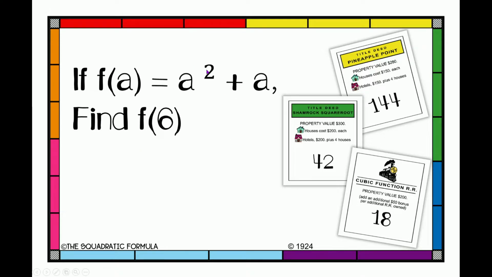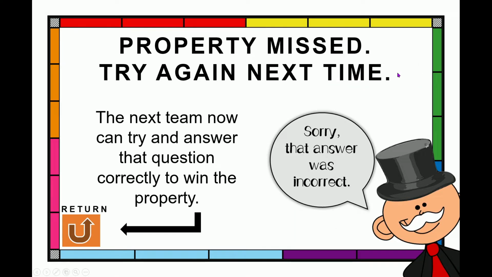So they're going to solve this equation, and it looks like the correct answer should be this one here, 42, but I'm going to show you what happens if they get it wrong. So you click on whichever answer they want to lock in. Again, I would recommend doing a time limit, and if they get it wrong, they're going to be brought to this screen here that says property missed, try again next time. Sorry, that answer was incorrect.